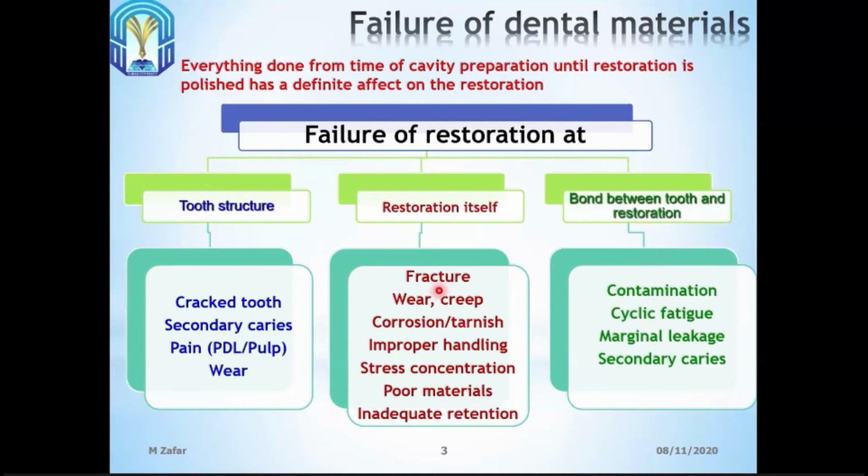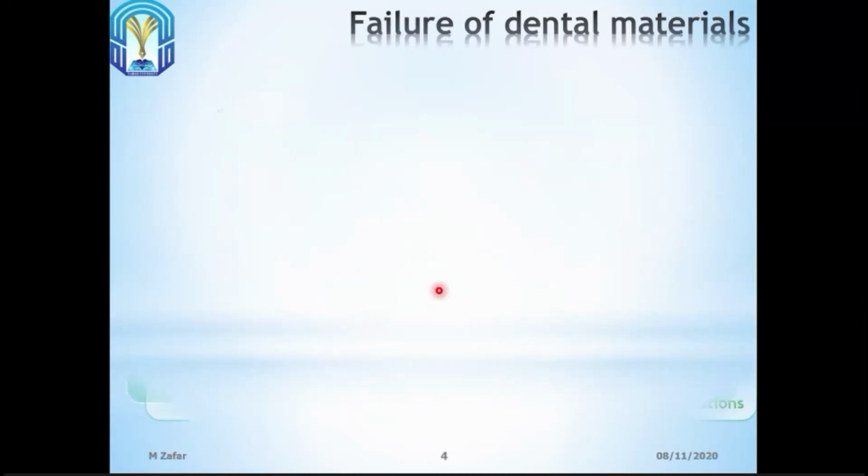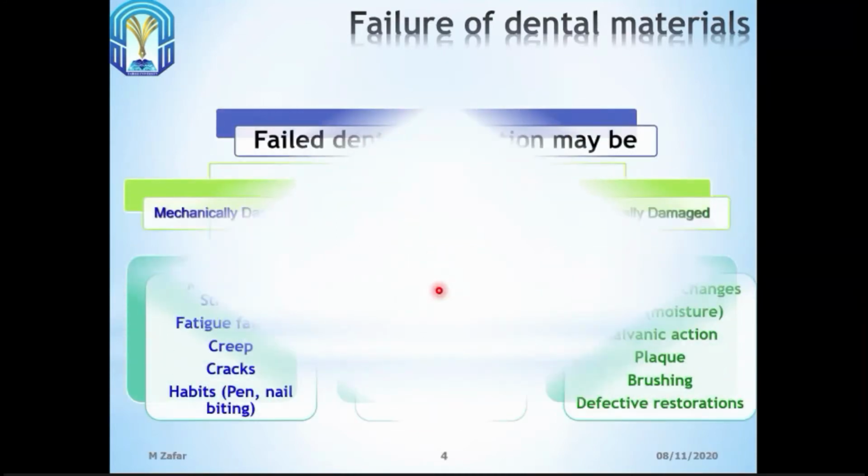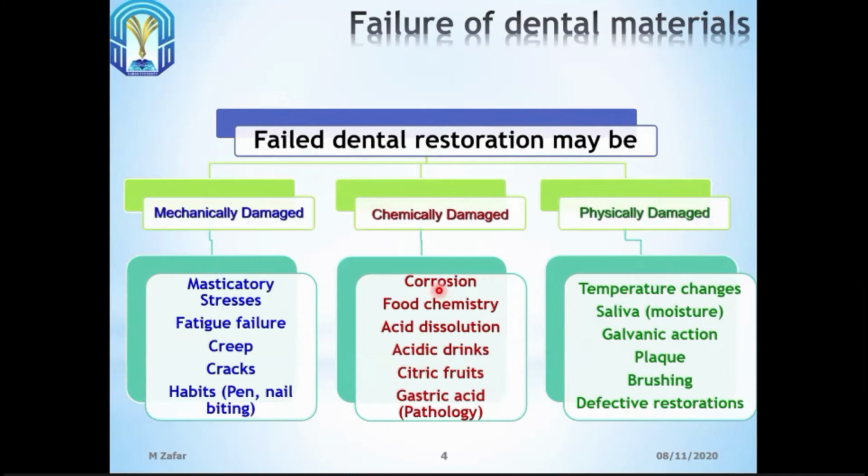Right. So let's move to another perspective. Anything can fail due to various reasons. So I have grouped them into three categories. The first one is mechanical damage. So what is mechanical damage? Anything related to force.